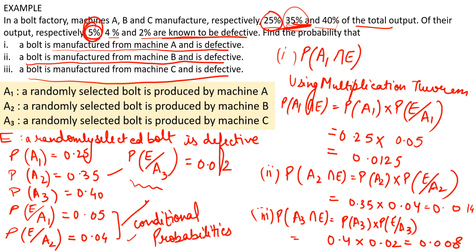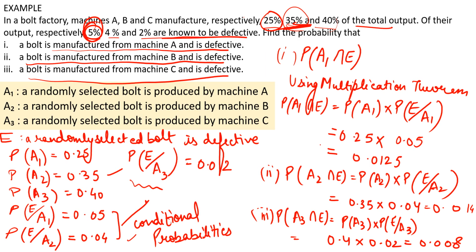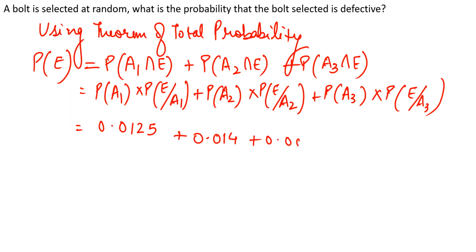So we can simply fetch in the values. We know the probability of A1 intersection E is this. So this is 0.0125, plus 0.014, copying the values from here, and then this is 0.008. So this is simply 0.0345. So we are saying that if a bolt is selected randomly, then there is 0.0345 probability that the bolt is defective. This is something that we have done in our previous part also.